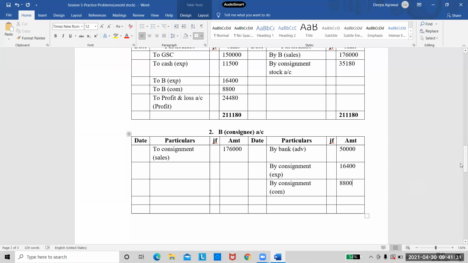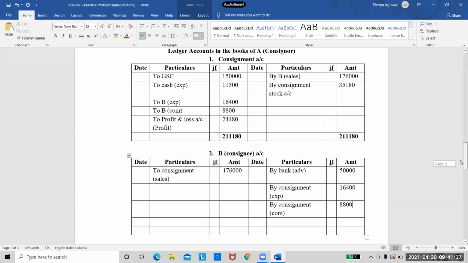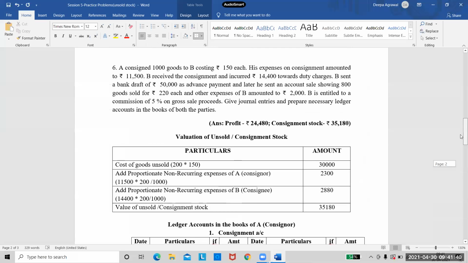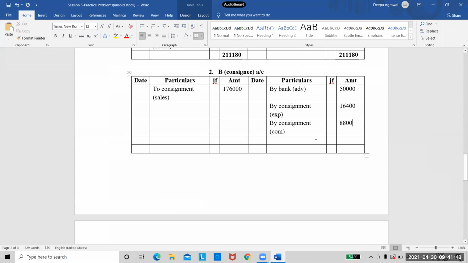What is left over now? What is left over in the consignee's account? Can anyone tell me? We only have to look at the balance. And in the question, he did not tell us how he is paying the balance. So we will assume that the balance is paid through cash. So to balance the account, I will write the entry as by cash, in brackets balance. And tell me how much is the balance.